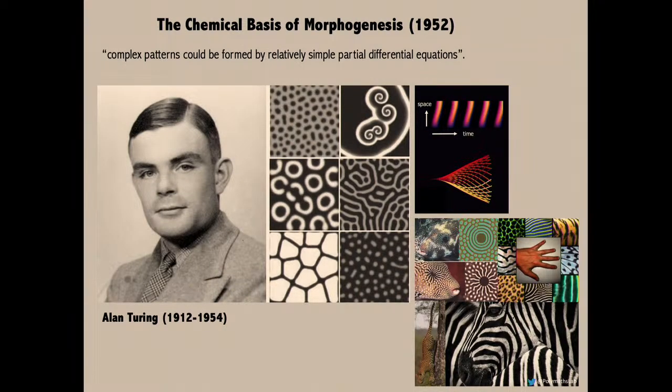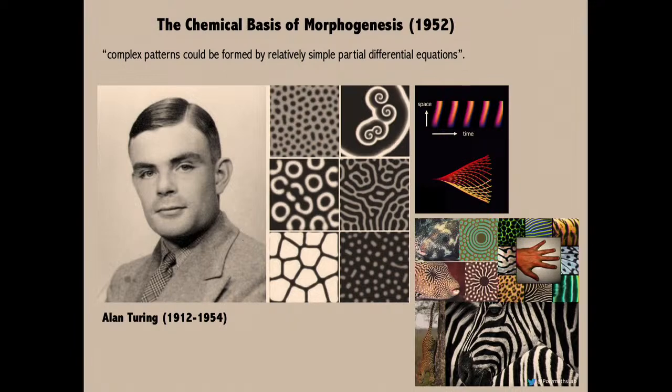Turing, again, I'm sure this must have also been discussed, put forward the idea of the chemical basis of morphogenesis, in which he argued that complex patterns could be formed by relatively simple partial differential equations. And these are the reaction diffusion equations that we know of today that are capable of generating a whole host of patterns, some of which you might recognize as the ones that I showed you.